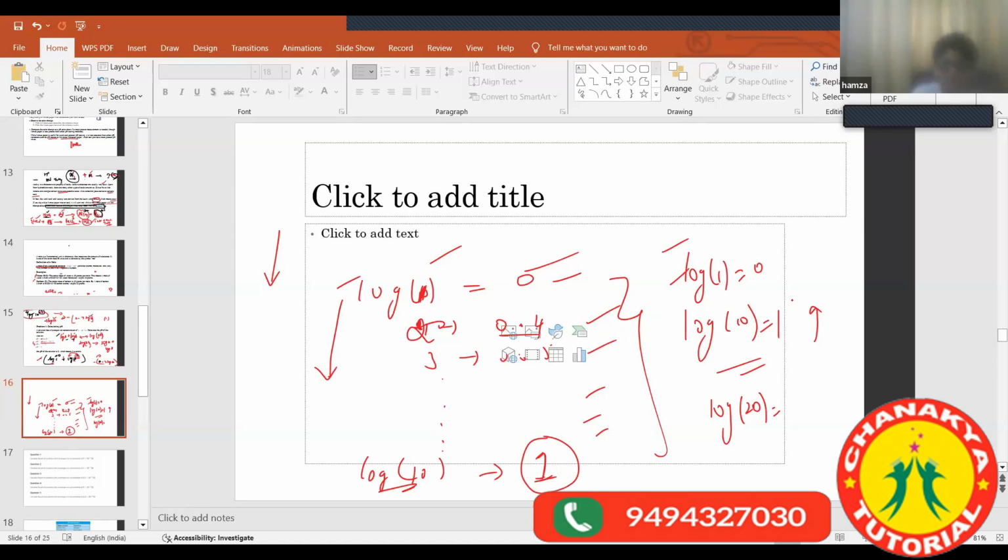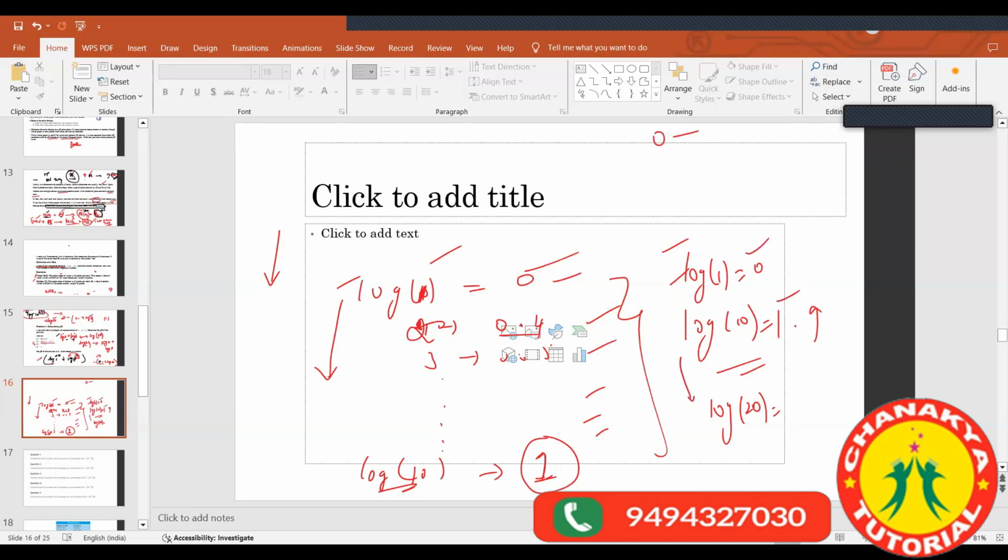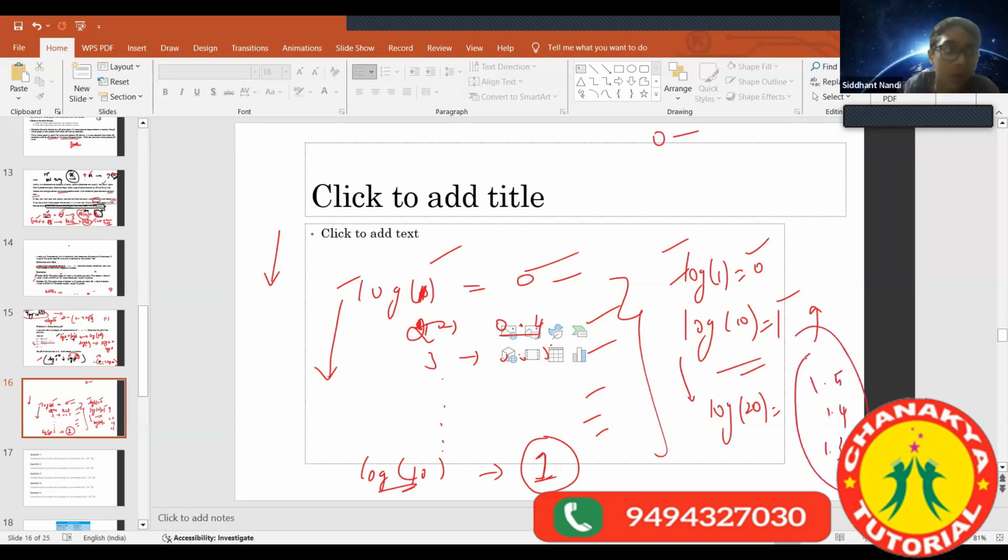Log 20, I can say, will surely be more than 1, as the log value is increasing from 0. If log 1 is 0 and log 10 is 1, then log 20 will surely be more than 1. It will be around 1.5, 1.4 or 1.3. It is around 1.301, yeah, around these values.